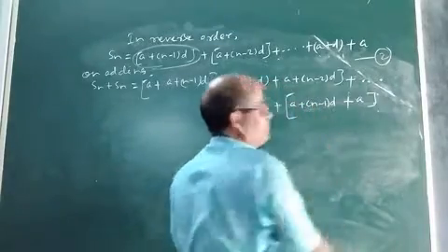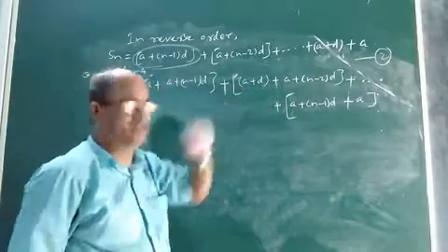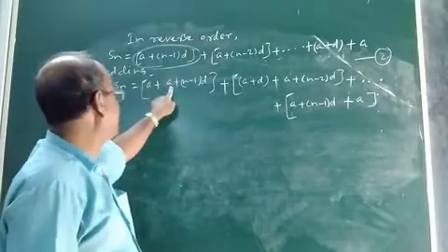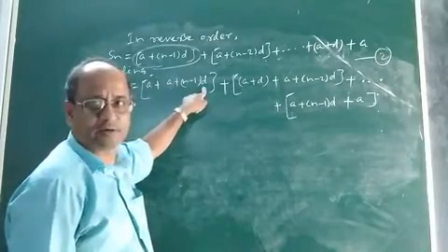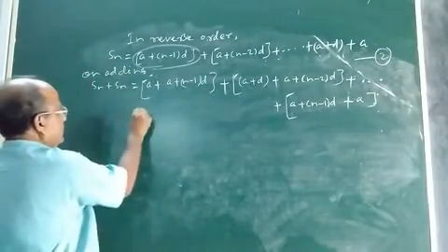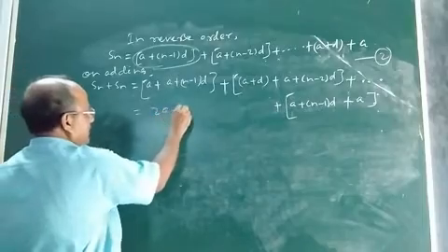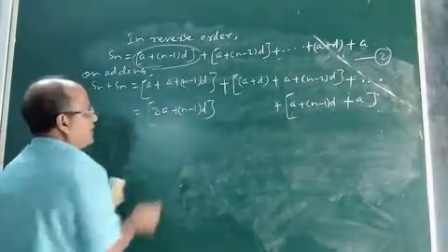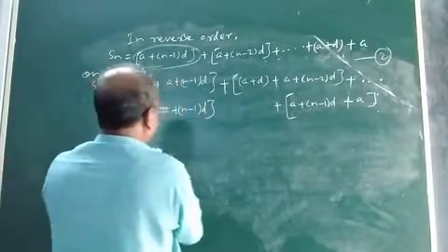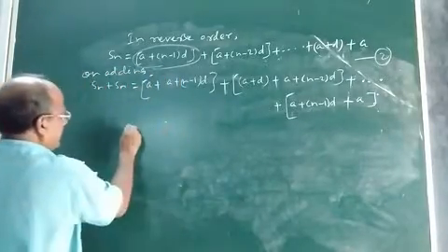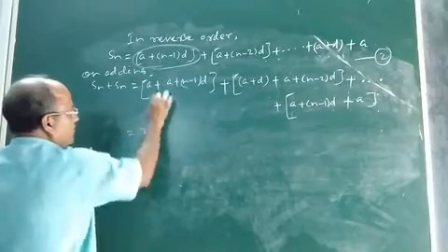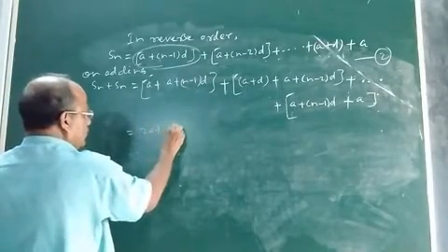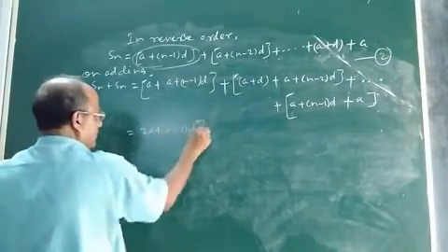Now let us add this. A plus n minus 1 into D. It will be 2A plus n minus 1 into D, the first bracket. Now look at the second one. It is 2A plus, on adding, 2A plus n minus 1 into D.